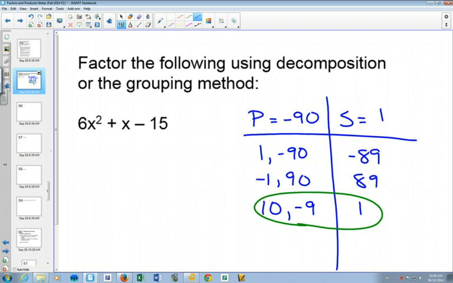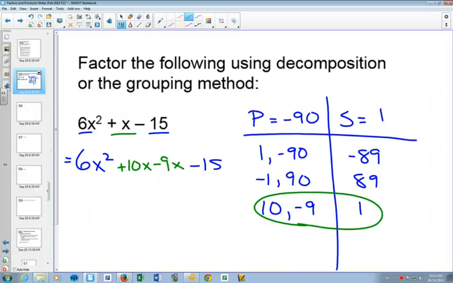Now what we do is we go and we rewrite the middle term, which is the x, as, so I still have 6x squared. I'm still going to have minus 15. That's my first and my last terms. But now my middle term, I'm going to write out as these two numbers, plus 10x minus 9x. Can you see that my next line is equal to the line before?